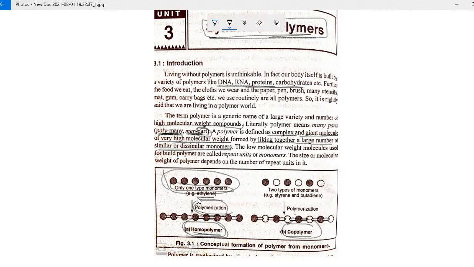Now the examples are very important. In these chapters, all examples of polymers are very important. So ethylene is a homopolymer. Why is this a homopolymer? Because this is made up of only one type of monomer. And examples of two types of monomers are styrene and butadiene. These are made up of two different types of monomers, therefore these are examples of copolymer.